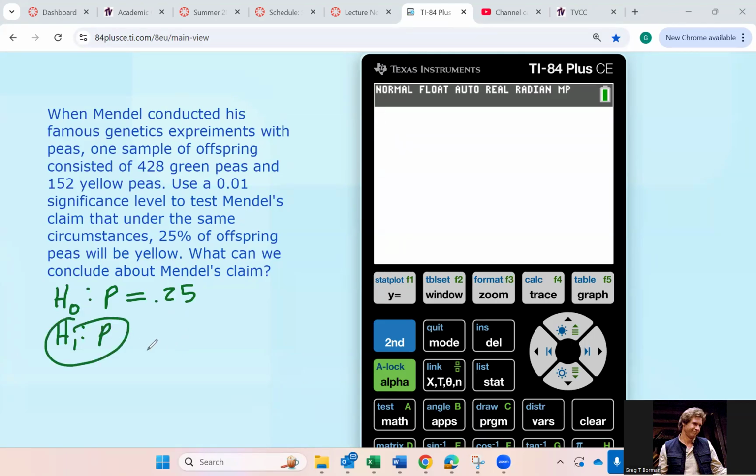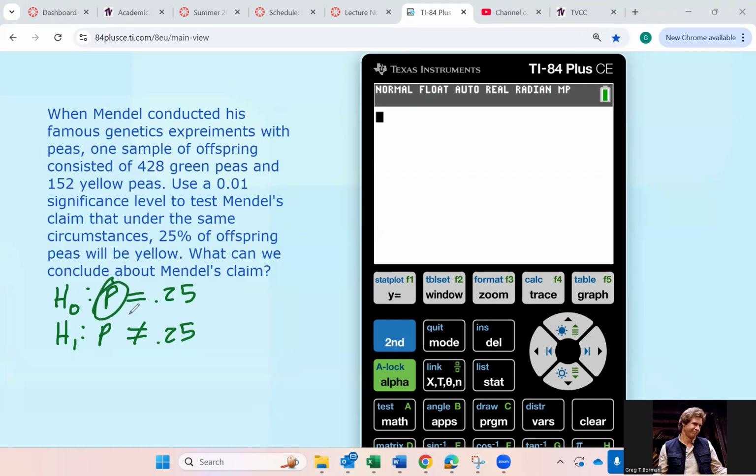And the other hypothesis needs to be the negation, so they can't overlap each other. They need to be mutually exclusive. So this one will be not equal to 25%. Now, one of these will always have the equal sign in it. Whichever one has the equal sign, that's H0. That is the null hypothesis. Okay, so that's our setup right there.